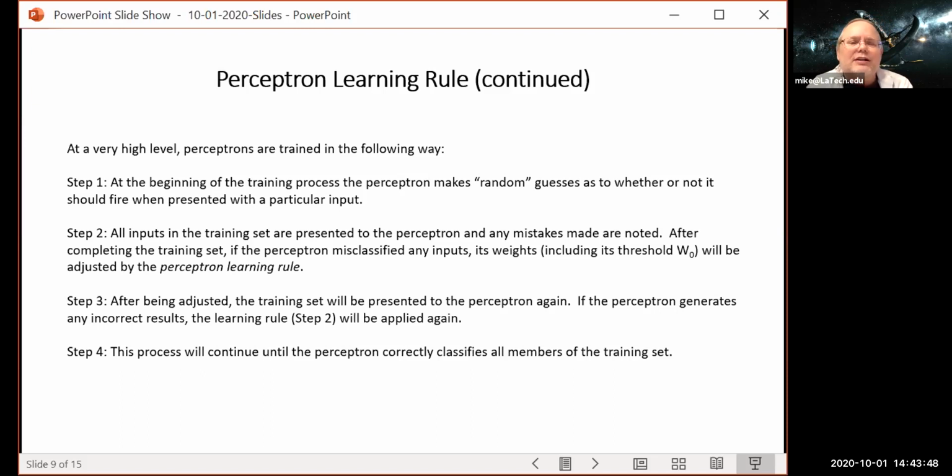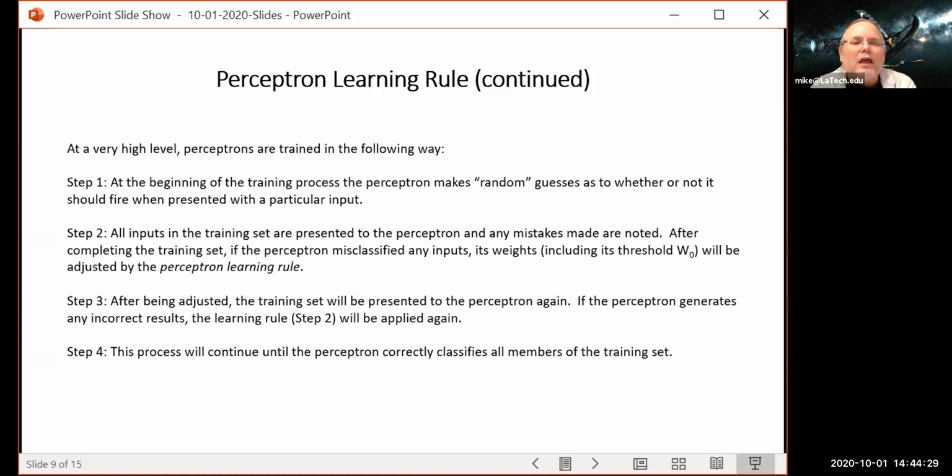After you've completely gone through the training set, if the perceptron misclassified any inputs, its weights, including the threshold weight W0, will be adjusted by this perceptron learning rule that I keep referring to but haven't shown you yet. After being adjusted, the training set will be presented to the perceptron again. If the perceptron generates any incorrect results, the learning rule in step 3 will be applied again. And in step 4, you will keep running this process over and over until it converges, until the perceptron correctly classifies all members of the training set.